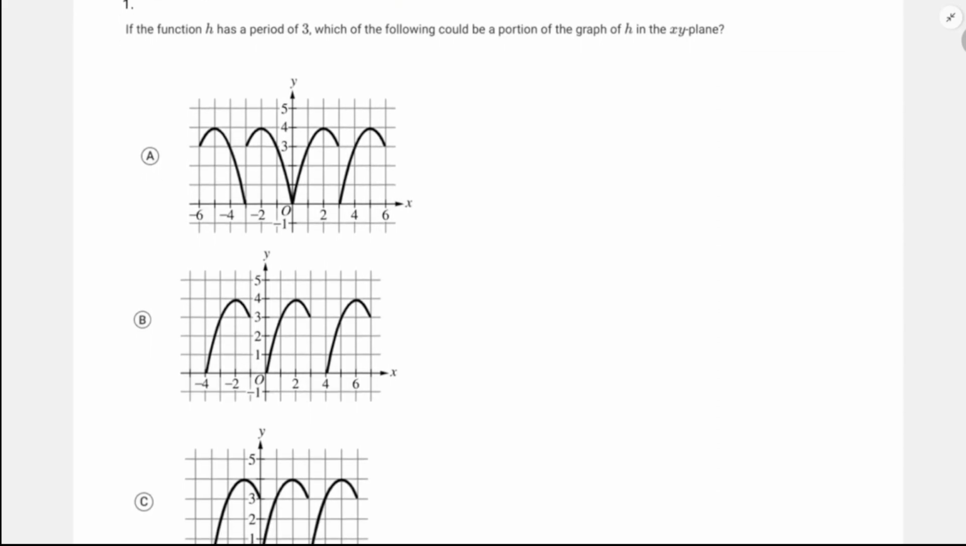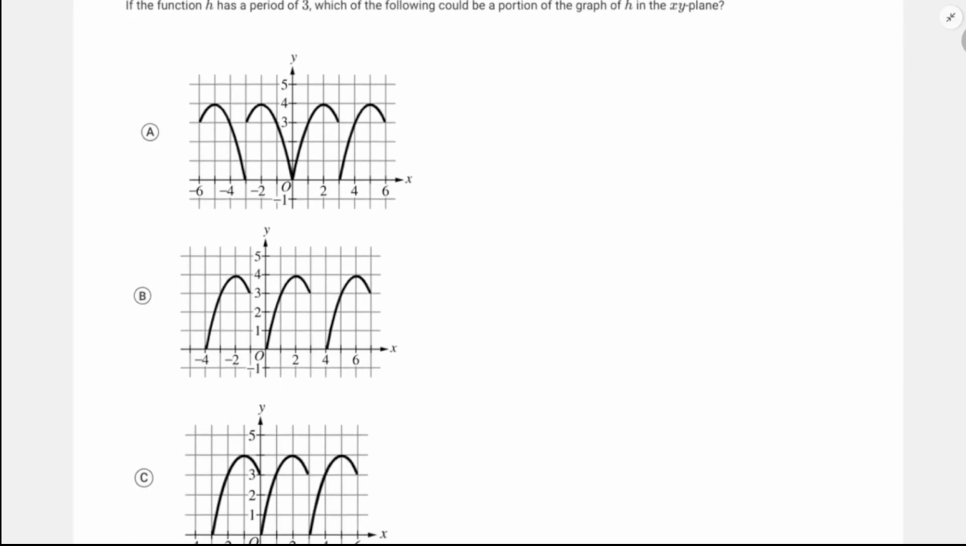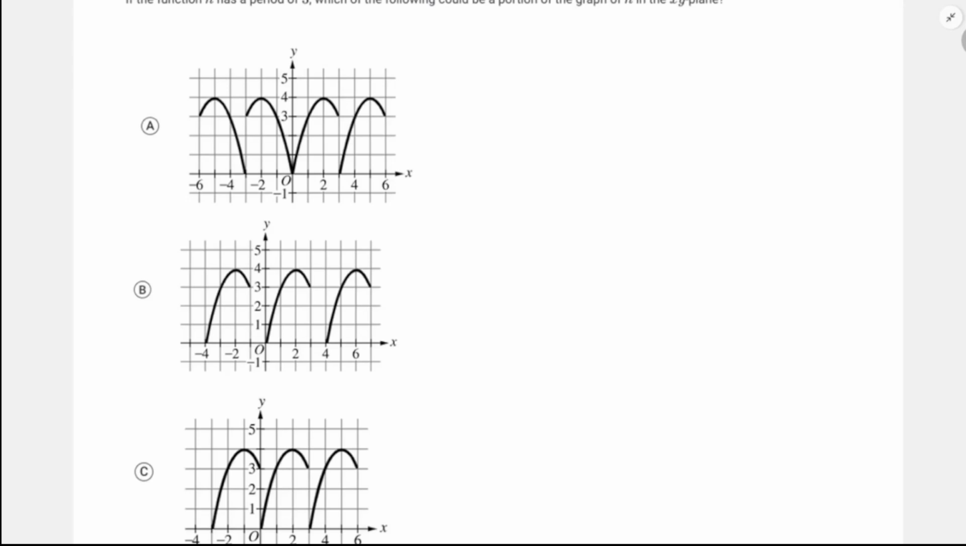So if the function h has a period of 3, which of these could be a portion of the graph of h in the xy plane? So we're looking for functions that repeat themselves at intervals of 3. A isn't really exactly repeating itself, so I'm going to eliminate that one. That's kind of a weird answer choice. B is repeating itself. It's doing this up-down thing and then skipping an x value. Okay, so that looks like it's periodic.